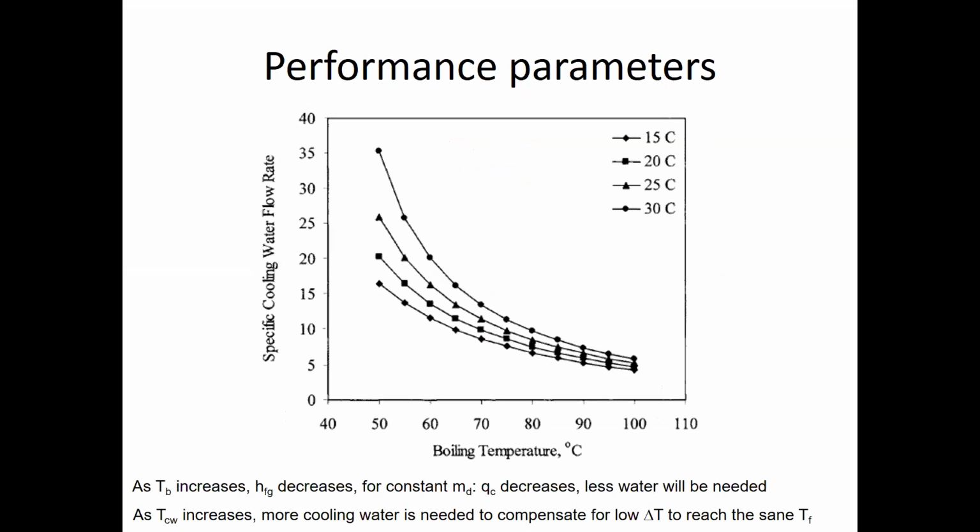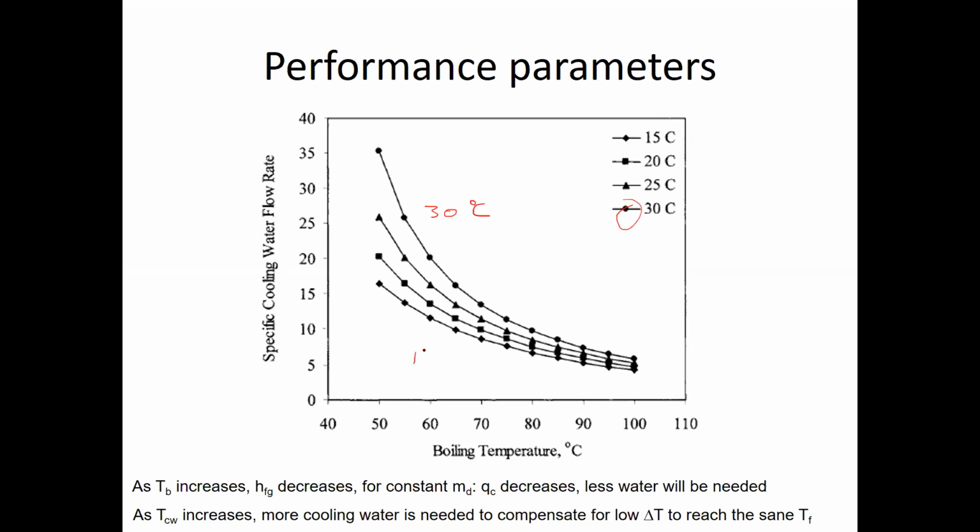As the value of TB increases, the HFG decreases for constant MD, QC decreases a little bit so that less water will be needed. I'm talking about how the water flow rate is going to affect the system here. So the circular dots here are for 30 degrees centigrade. So this is the 30 degrees centigrade water temperature.